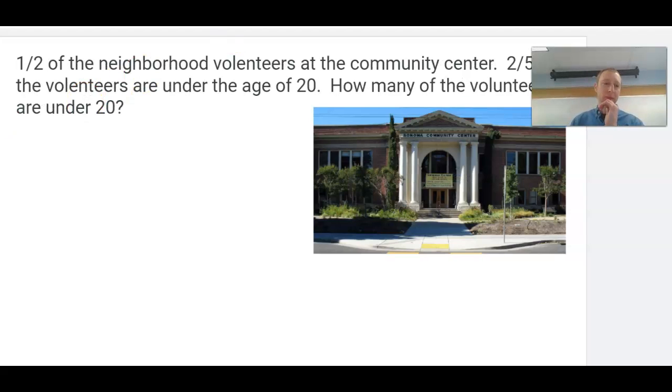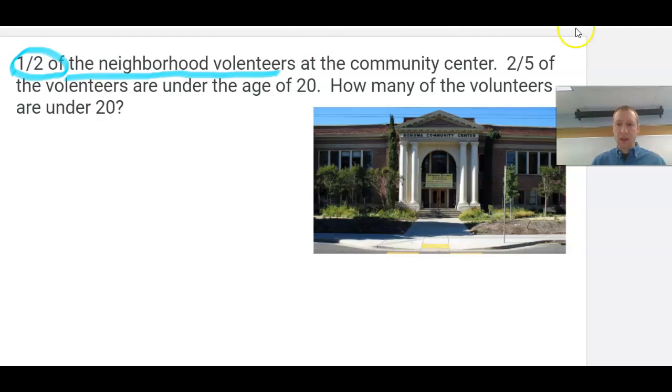Let's get one more together. All right, I'm going to switch to my highlighter. All right, so let's see. Half of the neighborhood volunteers at the community center. Let me just move myself over a little bit. Sorry, guys.